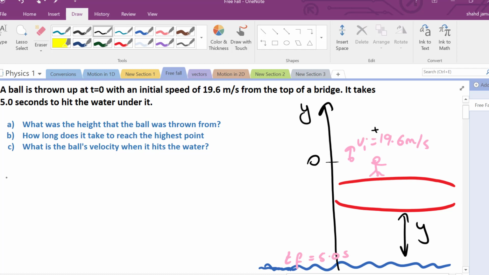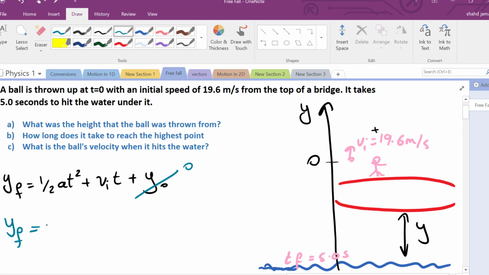From your kinematics equations, you know that y final is half a t squared plus v initial t plus y initial. In this case, I talked about the origin, which is over here, so the ball was actually at 0, and I can get rid of this term. Y final is what I'm trying to find. This object is in free fall, meaning that the only force causing motion here is gravity. Gravity's acceleration is known, it's 9.8 meters per second squared. However, since my axis is up, I can't forget my negative sign. So that's minus 9.8.